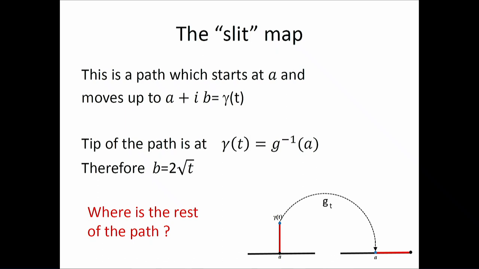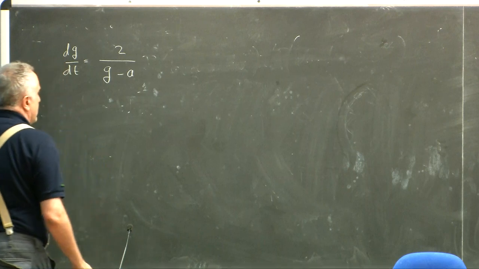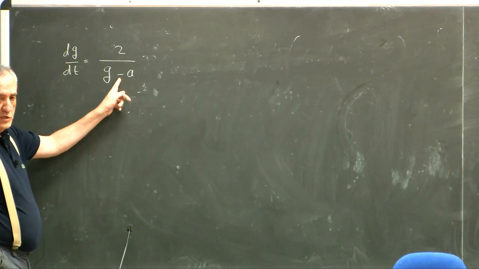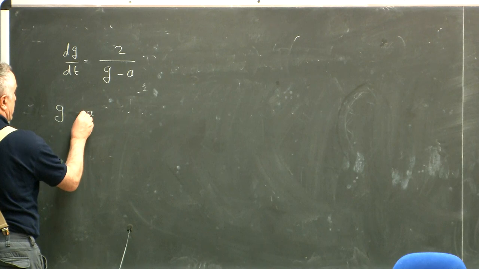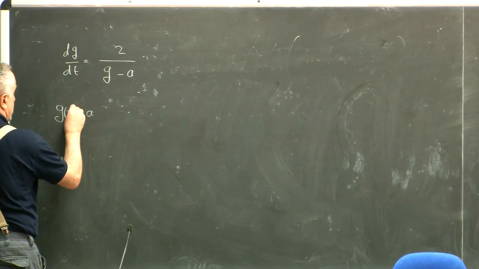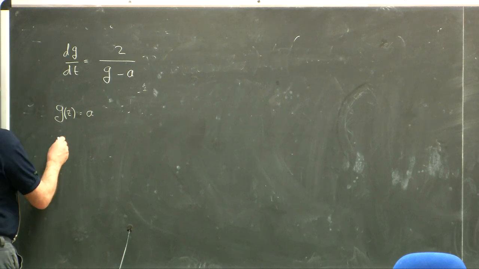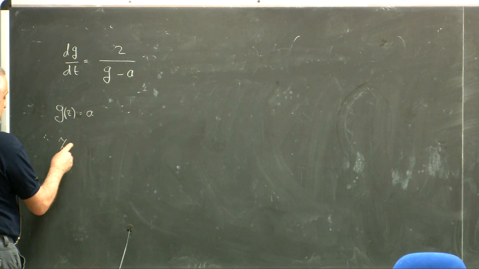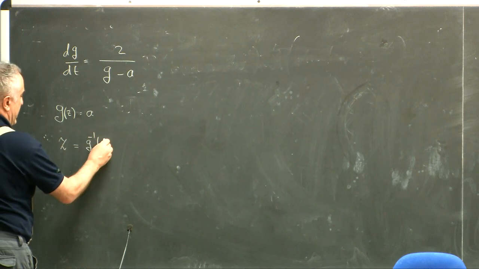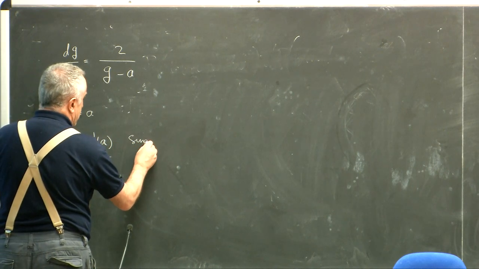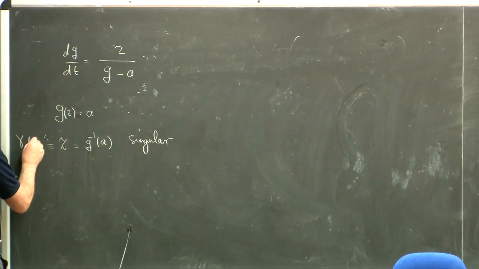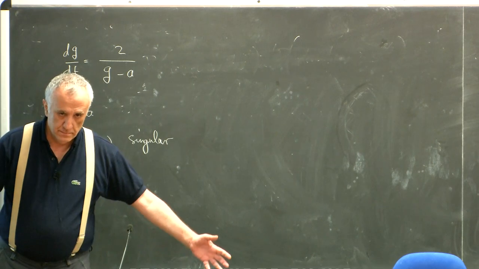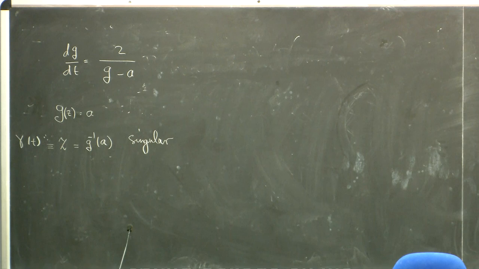So this is the Loewner evolution. It becomes singular when the denominator is zero. So it is singular at G equals to A. Therefore, if I invert this at this point, Z, which is equal to G minus 1 of A, I have a singularity. And this point, by definition, is gamma of T. This we cannot change. It happens here.